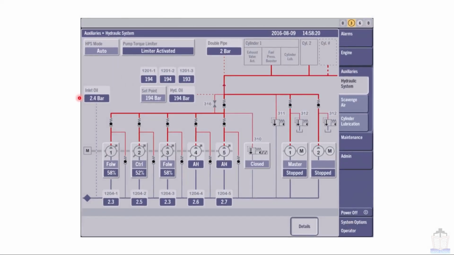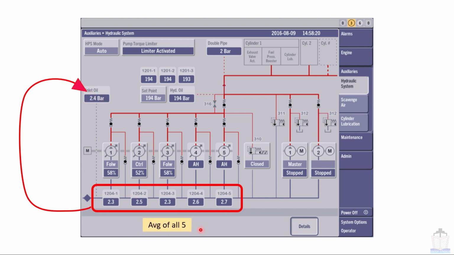Now one question is, in the case of 5 pumps, how is this reading generated? Is it the average of 3 or the average of all 5? For your knowledge, this is the average of all 5, not the average of only 3.